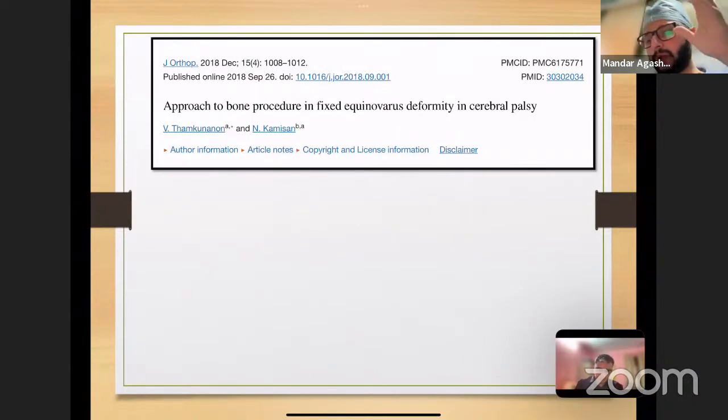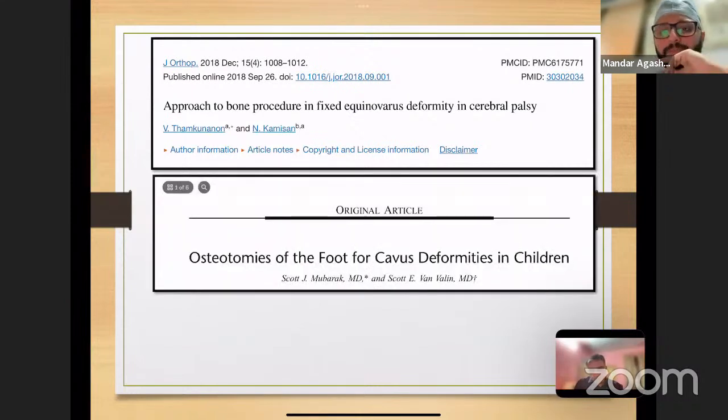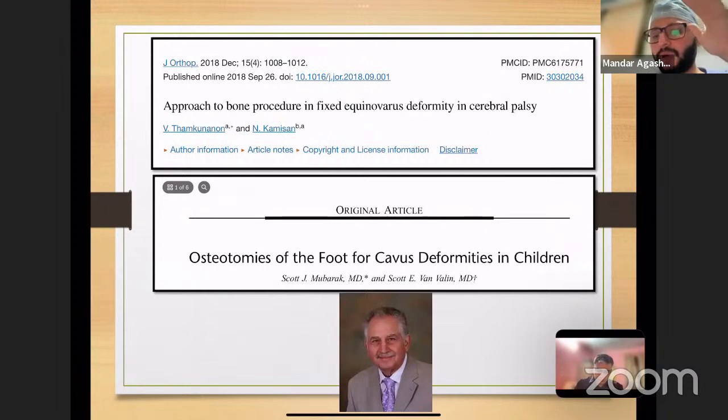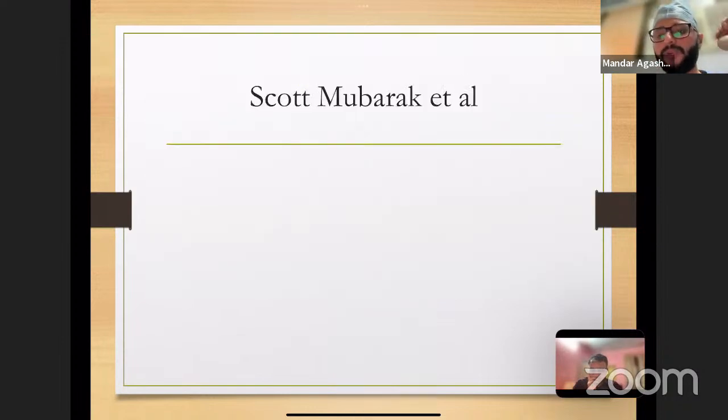What I am going to focus on now is how to approach when there is a bony deformity of fixed equino-cavovarus in cerebral palsy. I did my fellowship with Dr. Mubarak, and he's a great follower and describer of these osteotomies for cavus foot deformities. Dr. Mubarak described the calcaneal lengthening osteotomy, which he does often. I do the triple C osteotomies for both the planovalgus foot and the equinocavovarus foot, in the reverse order in the case of the pes cavus.